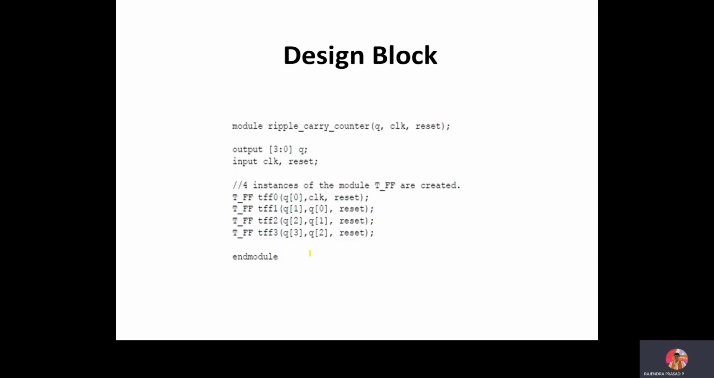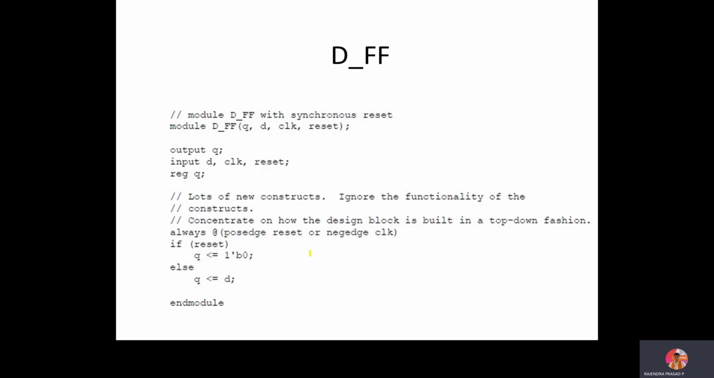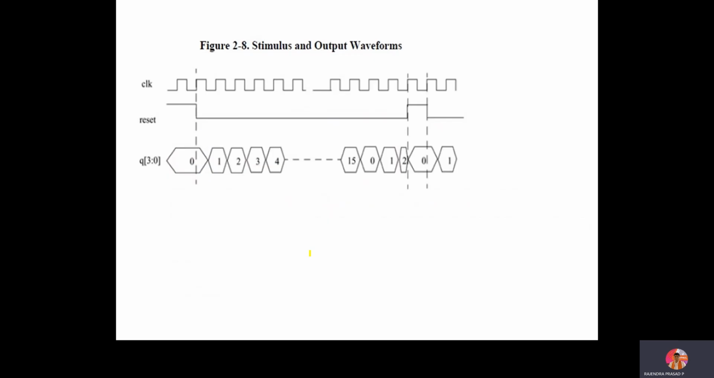So we will observe this stimulus block. I have written this design block program for the 4-bit ripple carry counter as the main program. This is the subprogram T flip flop, and this is the subprogram D flip flop. Now this is the output and stimulation waveform. What are the input values? It has a clock, and I have the input value reset, and I have the output value 3 to 0, which is a vector, the output Q.